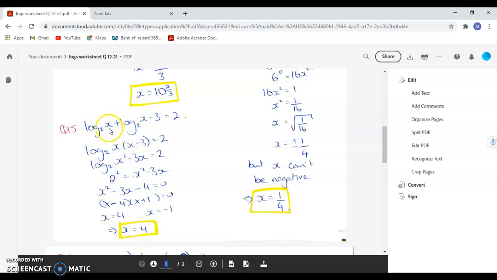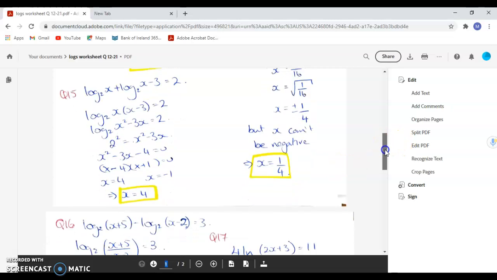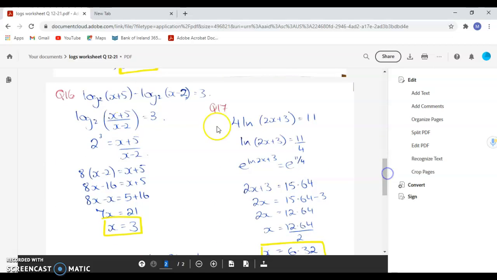Can't have a minus 1 here, so reject that one and just accept x is equal to 4. On to question number 16. So I'm looking here and I'm saying, okay, subtraction is related to division. So you keep your log to the base 2 and you have x plus 5 over x minus 2 is equal to 3. So then the base stays the base and these two switch. So the base is 2, stays the base to the power of 3, gives me the other one.